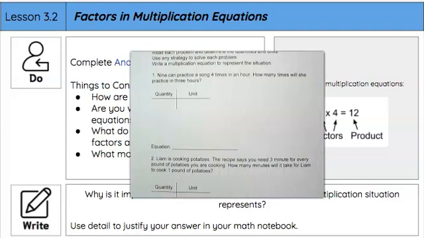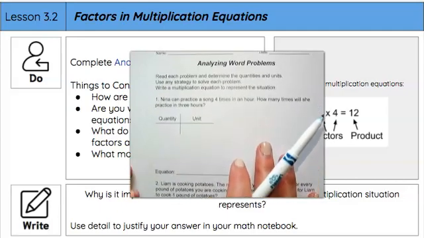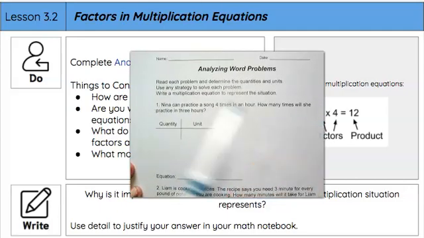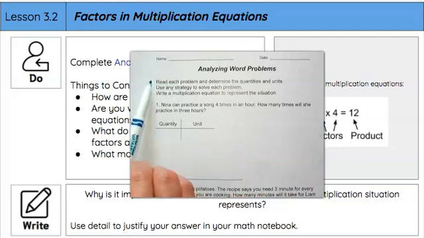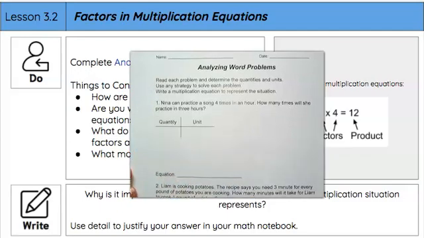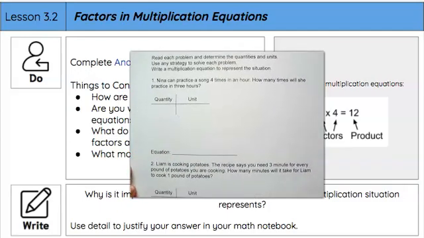Okay, now that we reviewed our strategies and our vocabulary, let's work on what we're going to do today. This task is called Analyzing Word Problems. It says to read each problem and determine the quantities and units. Use any strategy to solve each problem and write a multiplication equation to represent the situation. Let's do number 1 together.